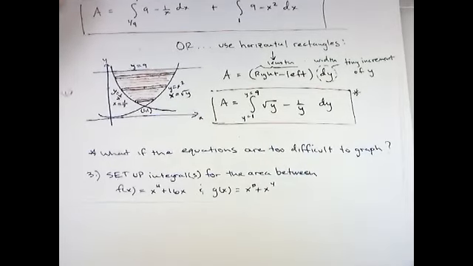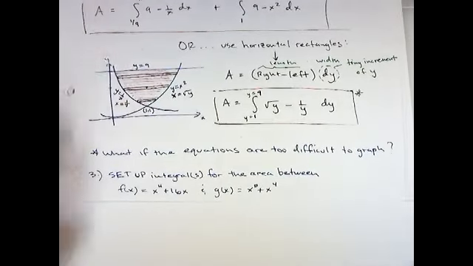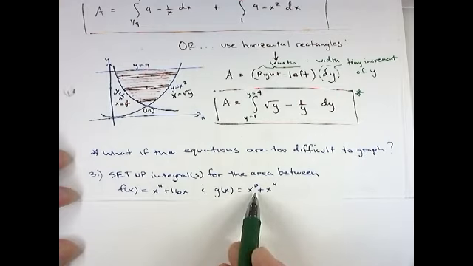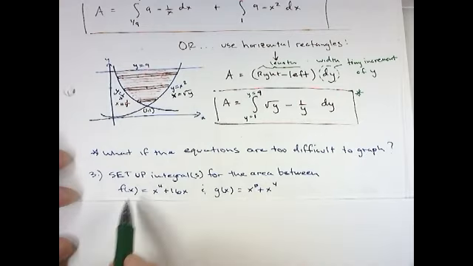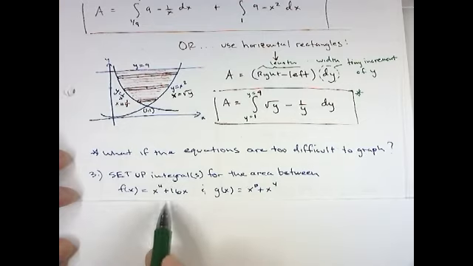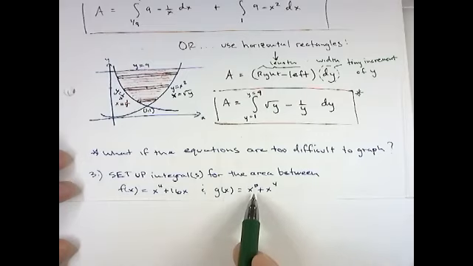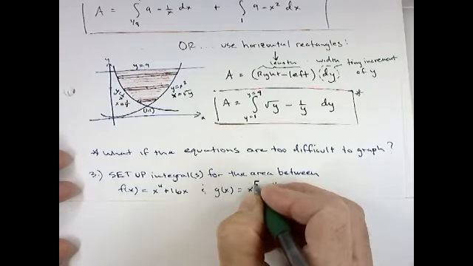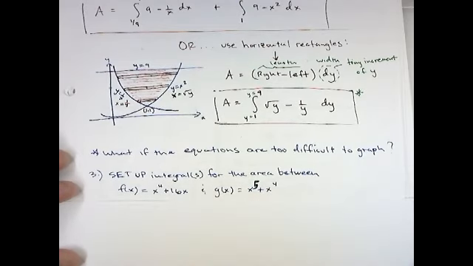Now, a natural question to ask, and this will probably happen at some point: I've been telling you the best thing to do is to sketch the graph of the area that you're trying to find. But what if the equations you're asked to find the area between are too difficult to graph? So here's an example. Let's set up the integral or integrals for the area between f of x equals x to the fourth plus 16x and g of x equals x to the fifth plus x to the fourth.